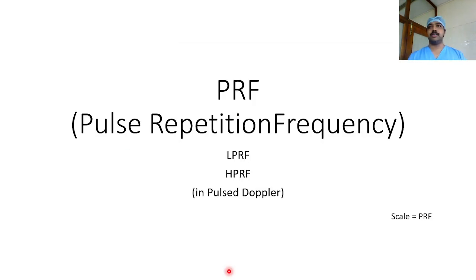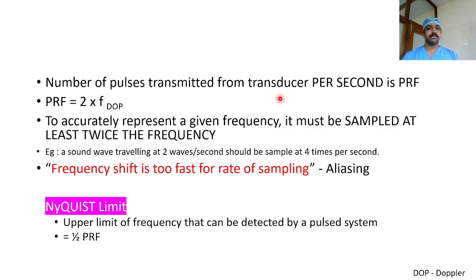I will start with optimization of Doppler images. First is the pulse repetition frequency. For pulsed wave Doppler, pulse repetition frequency is how many pulses we send in 1 second. There can be low or high pulse repetition frequency. It is the number of pulses transmitted from the transmitter per second, and it should be kept at twice the frequency. To accurately represent a given frequency, it must be sampled at at least twice the frequency. Only then can we sample it.